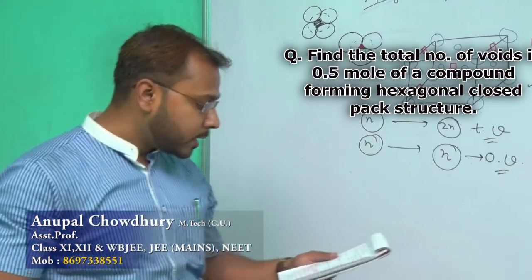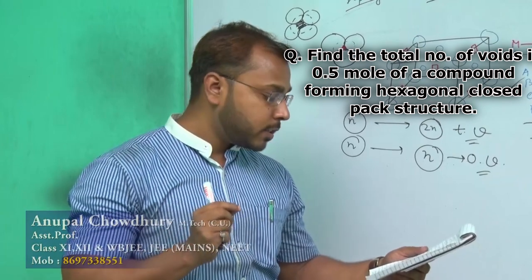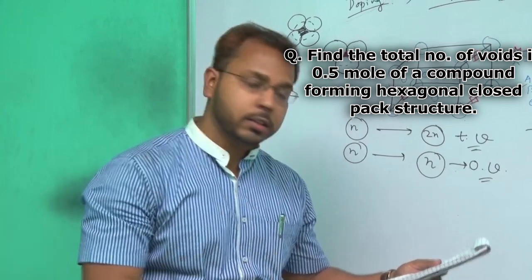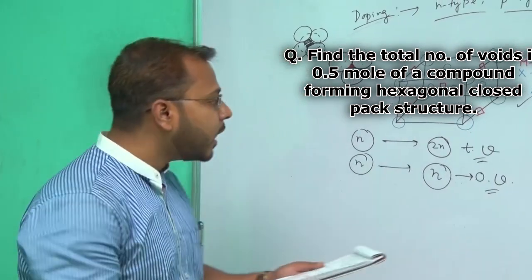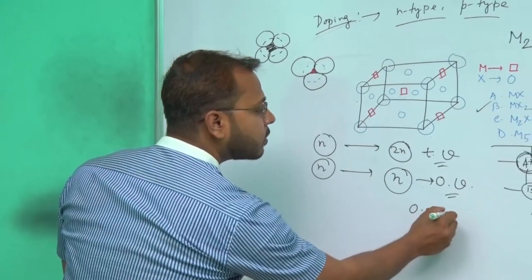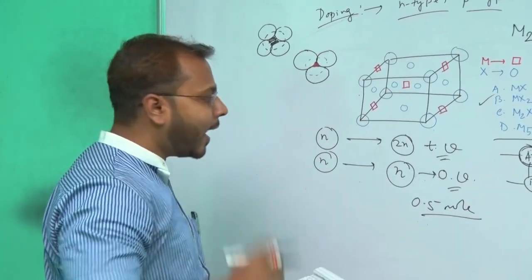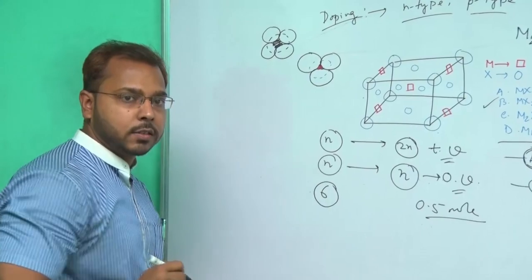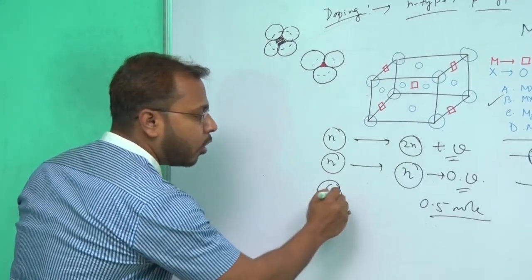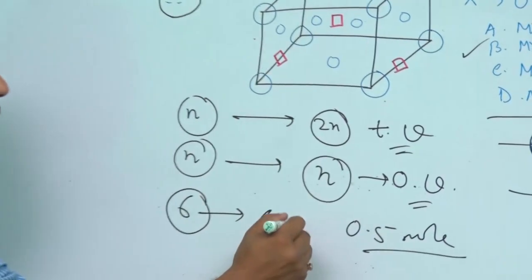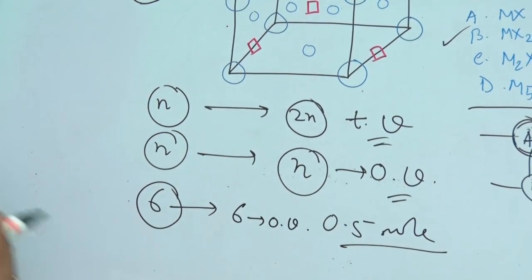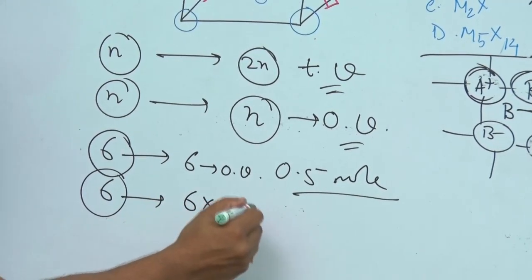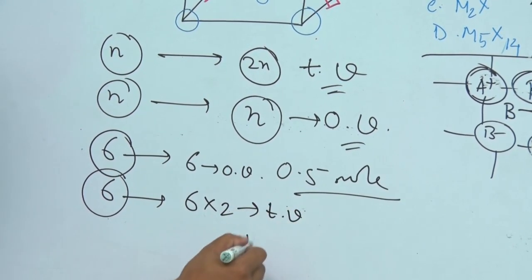This question says: total number of voids in 0.5 mole of a compound forming a hexagonal close packed structure. Total number of voids in how many moles? In 0.5 moles having hexagonal structure. As the structure is hexagonal, how many atoms are there? 6. Okay. So for 6, how many octahedral voids are there? 6 octahedral voids. And how many tetrahedral voids are there? For 6 atoms, that is 6 into 2. So the tetrahedral voids are 12.